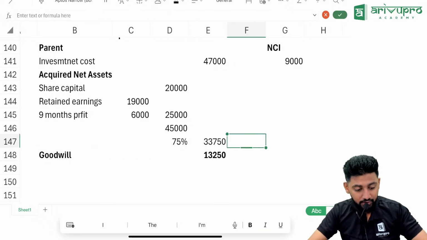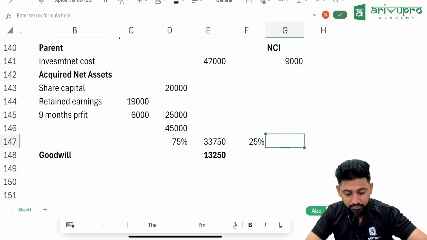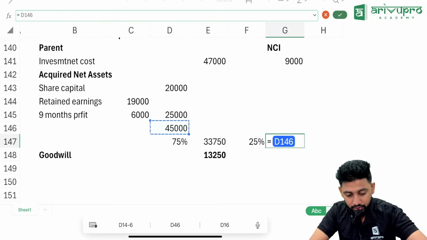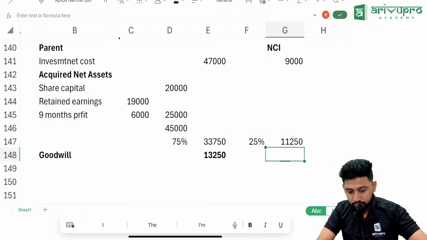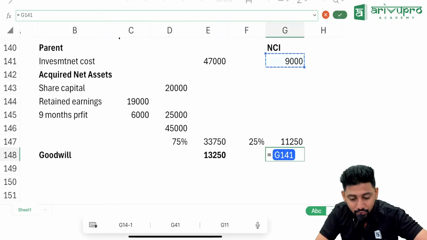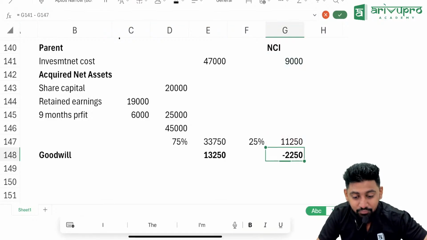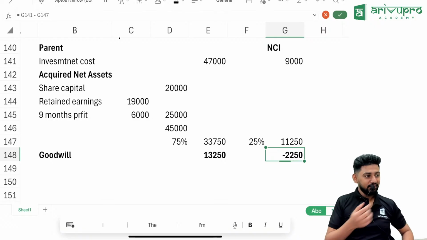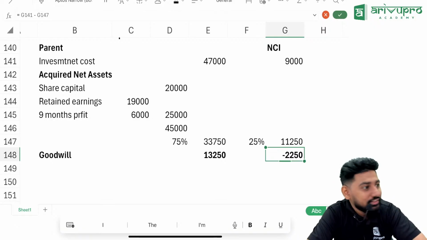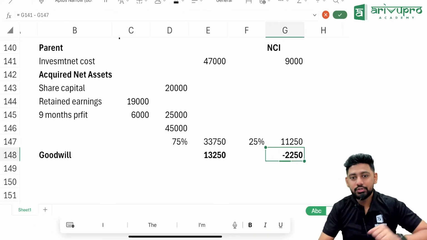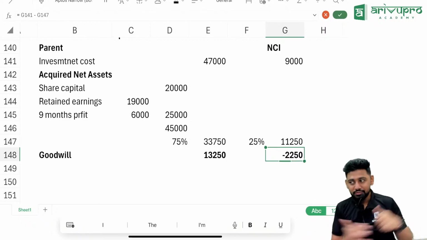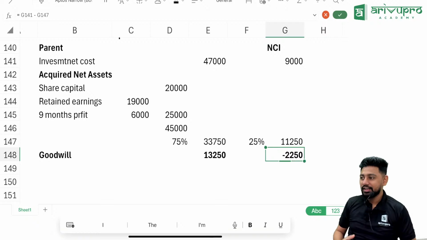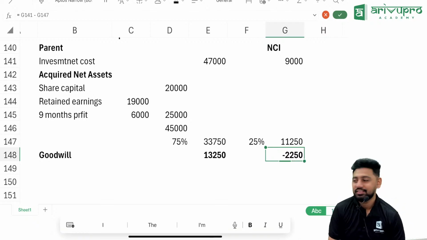NCI, once again, I have 25%. 25% of what? 45,000 into 25% gives me 11,250. There you go. You are confused in the exam. 2,250. What is that? What is happening? I'm getting a negative figure. You can check if your investment cost is correct. If you made a mistake, you go and waste your time.